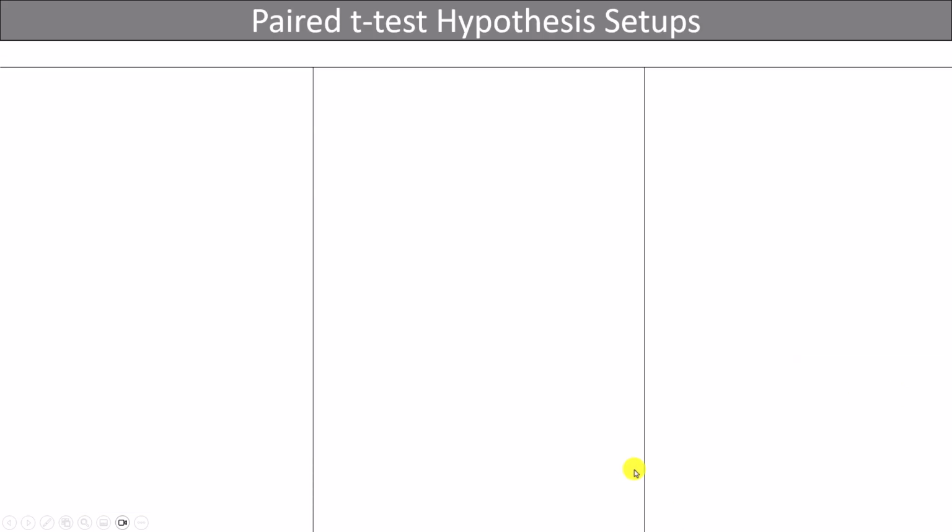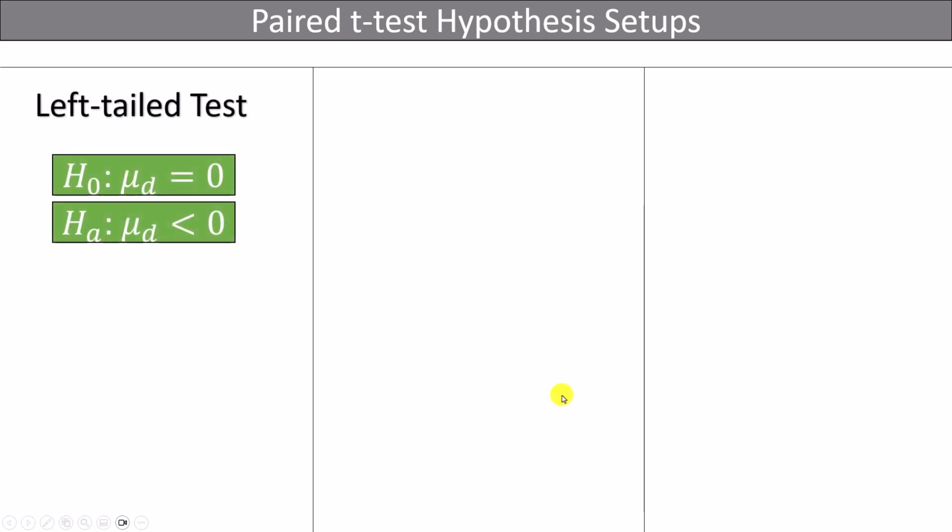Let's take a look at the hypothesis setups for our null and alternative hypotheses. So the left tail test would have mu sub d is equal to 0 in our null hypothesis, and mu sub d is less than 0 in our alternative hypothesis. Mu sub d is the population mean difference.